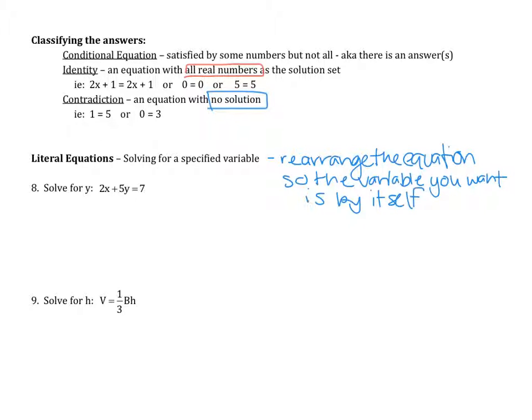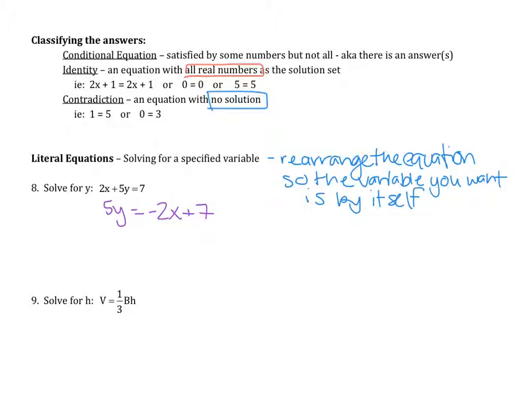Okay, so for the first one, we want to solve for y. You guys have done this lots of times by now. You are solving for y usually when you're graphing. So the first thing I'm going to do is move over the 2x. I'm going to try to get that out of the way.